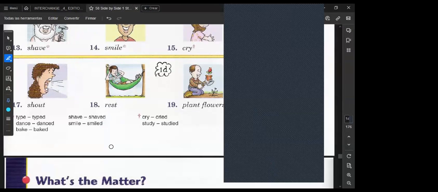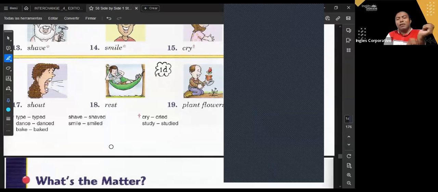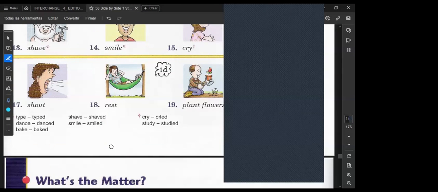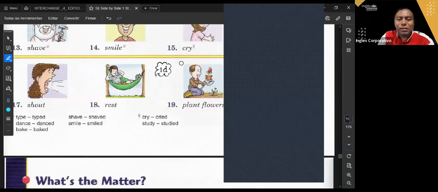I rested. Okay. Todos los verbos regulares terminados en T o en D, la ED se pronuncia it. I rested. Excellent. Very good.